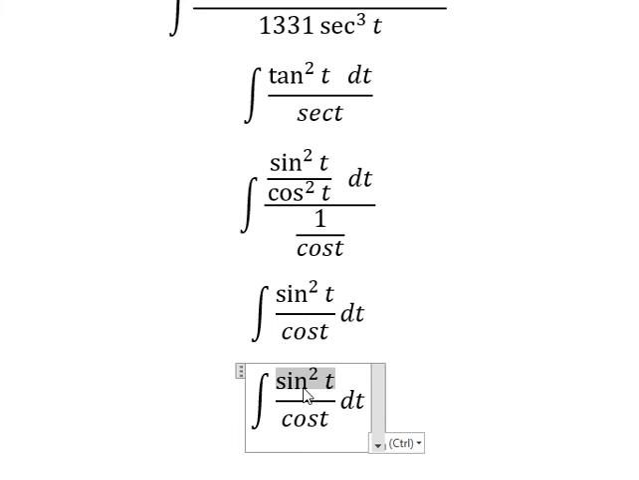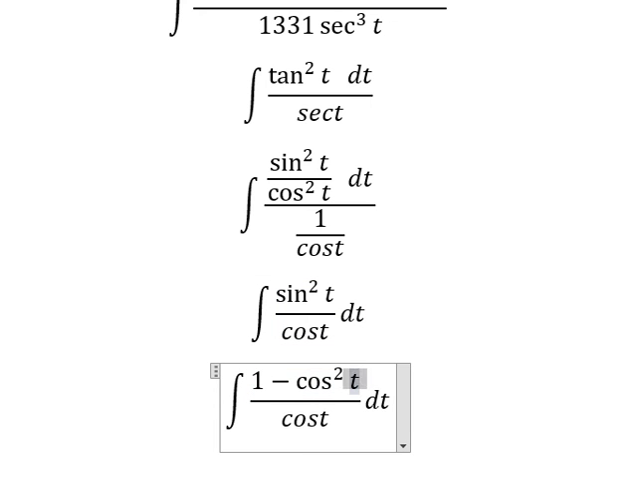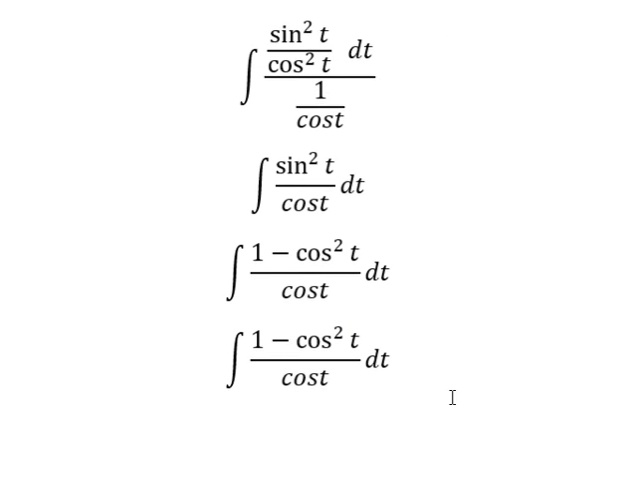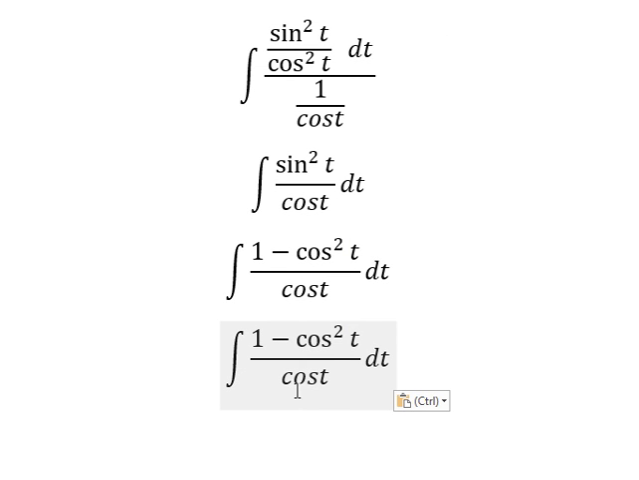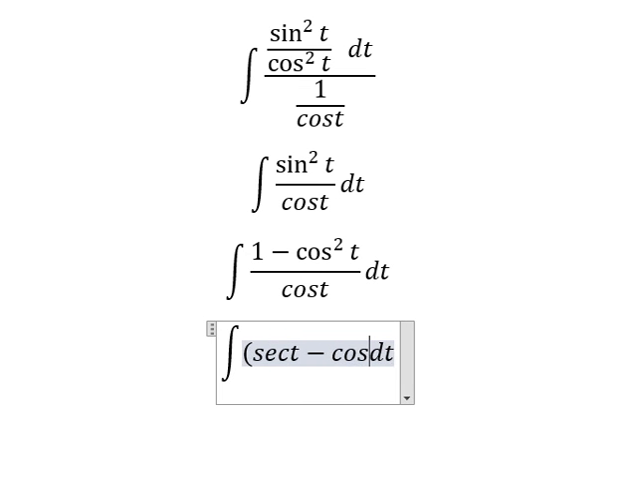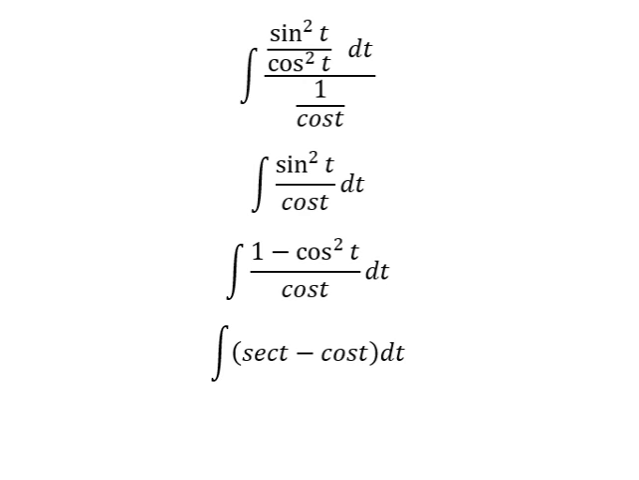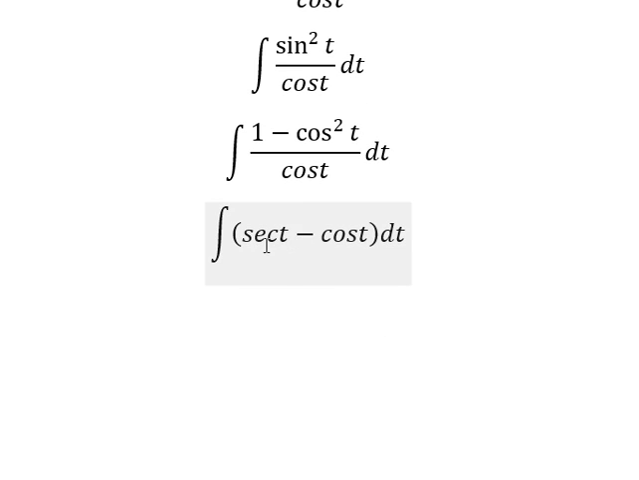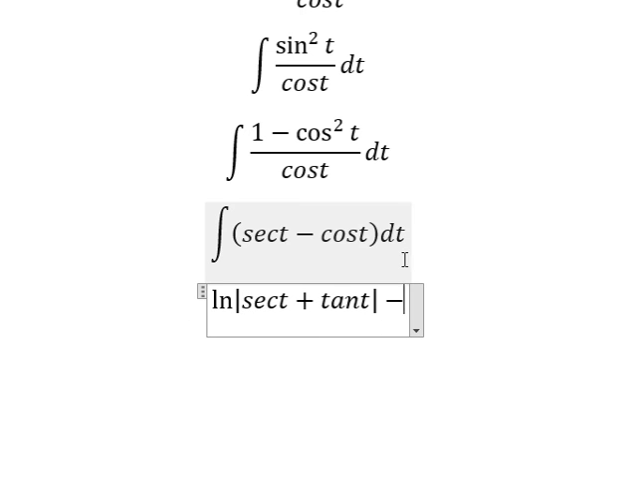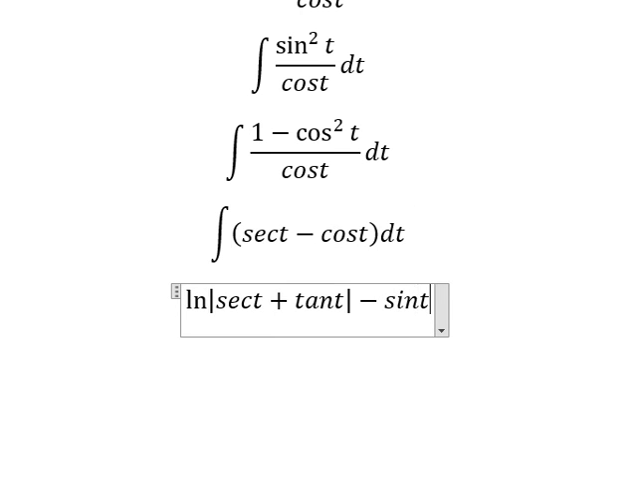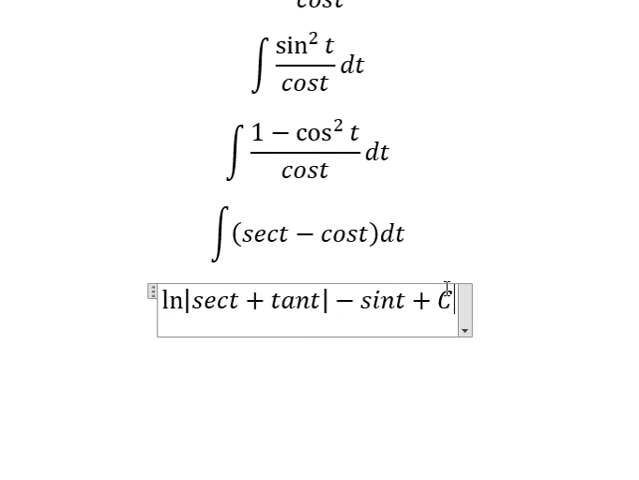So sin t square we change to 1 minus cosine t square, and later we have 1 divided by cosine t and cosine t square divided by cosine t. The integration of secant of t, we have ln of the absolute value of secant of t plus tan t. The integration of cosine t, we have sin t, and we put c, that is the constant.